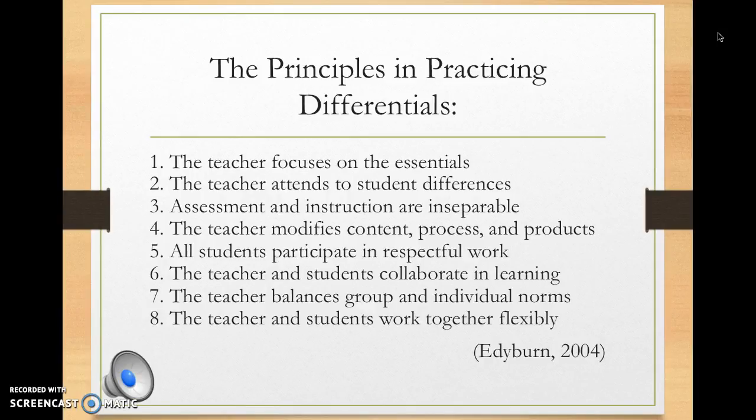Practicing differentiated instruction in a classroom, there are principles to it. And those are: 1, the teacher focuses on the essentials. 2, the teacher attends to student differences. 3, assessment and instruction are inseparable. 4, the teacher modifies content, process, and products. 5, all the students participate in respectful work. 6, the student and teacher collaborate in learning. 7, the teacher balances group and individual norms. 8, the teacher and student work together flexibly.